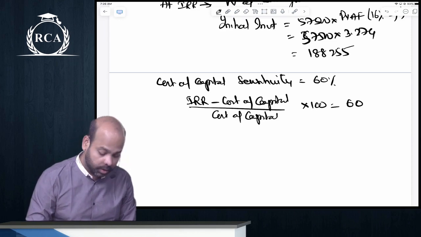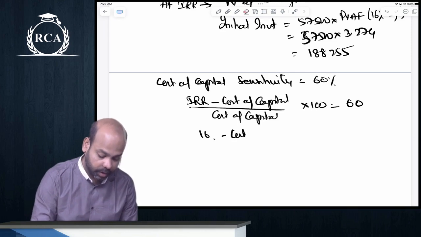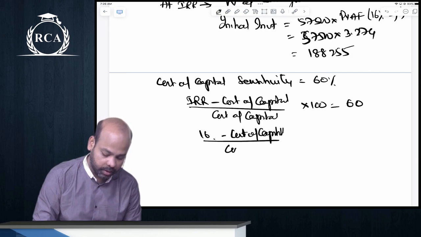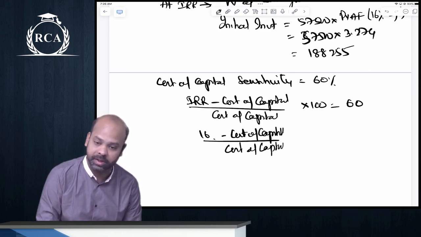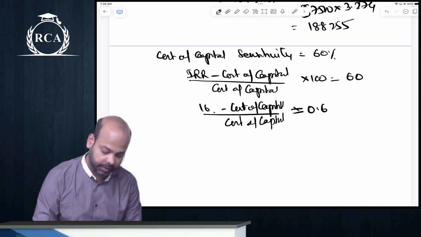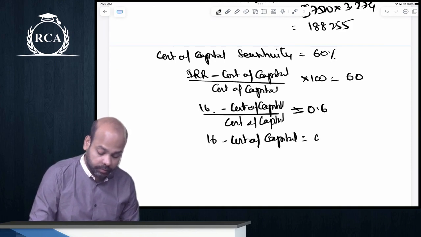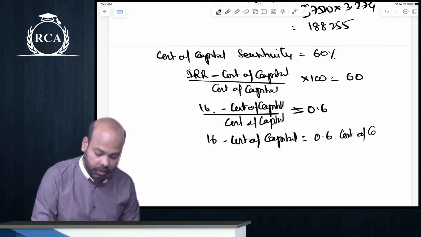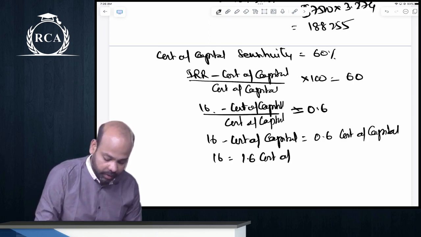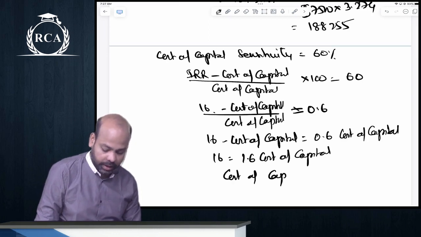ठीक है? IRR 16% है बेटा, cost of capital नहीं मालूम है. Divided by cost of capital, beta. Obviously, guys, the answer is 10%, into 100, or this is equal to 0.6. Cross multiplication, beta, क्या लिखोगे? 0.6 times of cost of capital, I will get 16 minus cost of capital is equal to 0.6 cost of capital, so 16 is equal to 1.6 cost of capital. My cost of capital, beta, will be equal to 10. Yes or no?